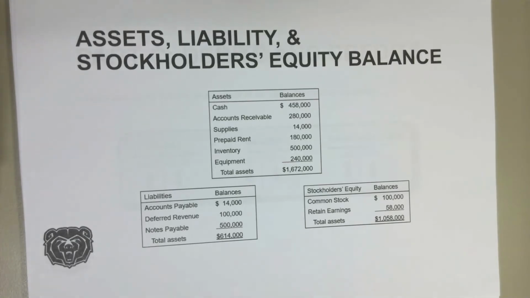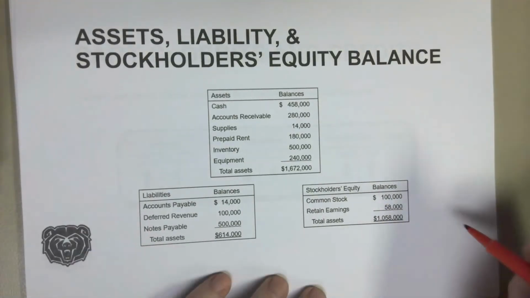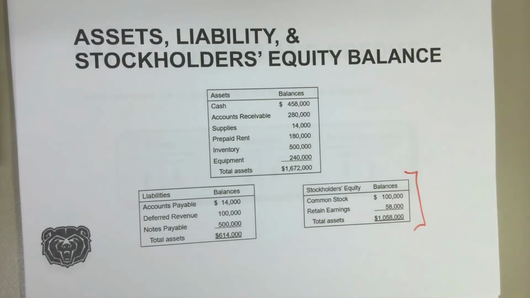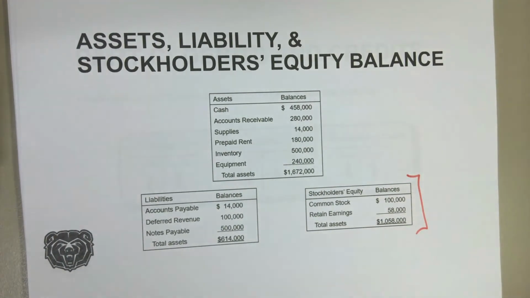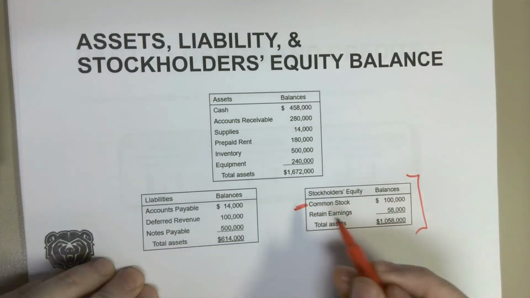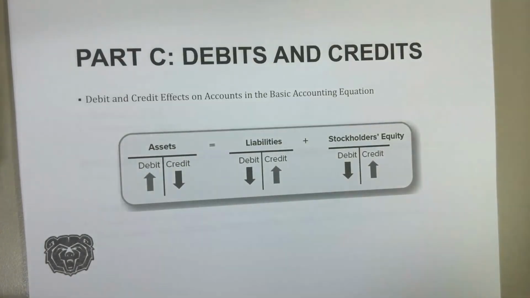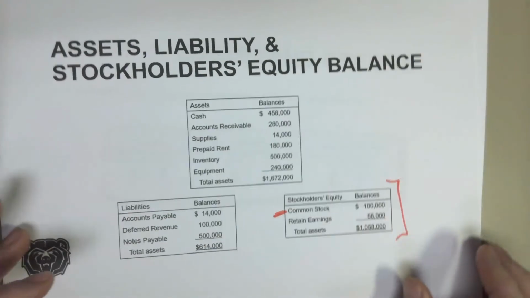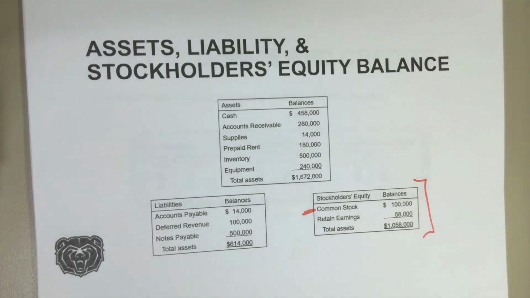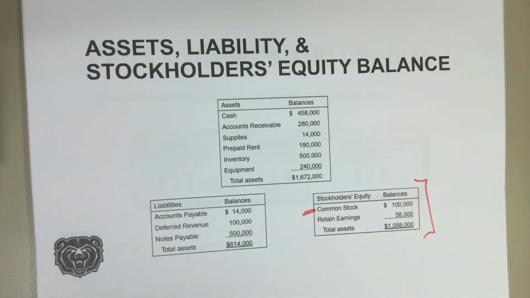Now we'll take a look at our assets, liabilities, and stockholders' equity balances here. The stockholders' equity balance is what's going to commonly be on your statement of stockholders' equity, statement of shareholders' equity, statement of retained earnings, whatever you want to call that. You can see here we've only got the two accounts, common stock and retained earnings. So if you have any questions about any of that, please feel free to contact me. Again, that should just be a review for you. We have talked about that pretty heavily over the course of chapters 1 and 2. So you shouldn't have too many questions about that, but if you do, feel free to contact me.